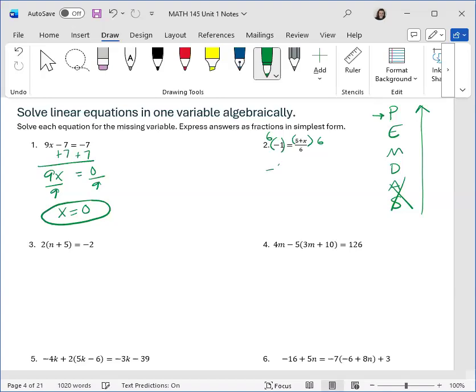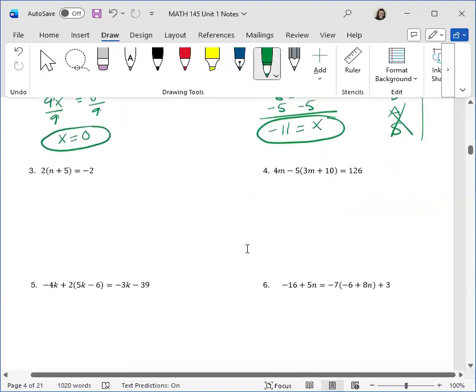6 times negative 1 is negative 6. And on the right-hand side, 6 divided by 6 divides out. That was the purpose. And we're just left with the expression 5 plus x. I don't really need the parentheses anymore because that is the only thing that's on the right-hand side. So I can drop those parentheses, and the inverse operation to solve this for x is now addition. Well, the operation shown is addition, so we're going to subtract in order to solve. We get x equals negative 6 minus 5, which is negative 11.